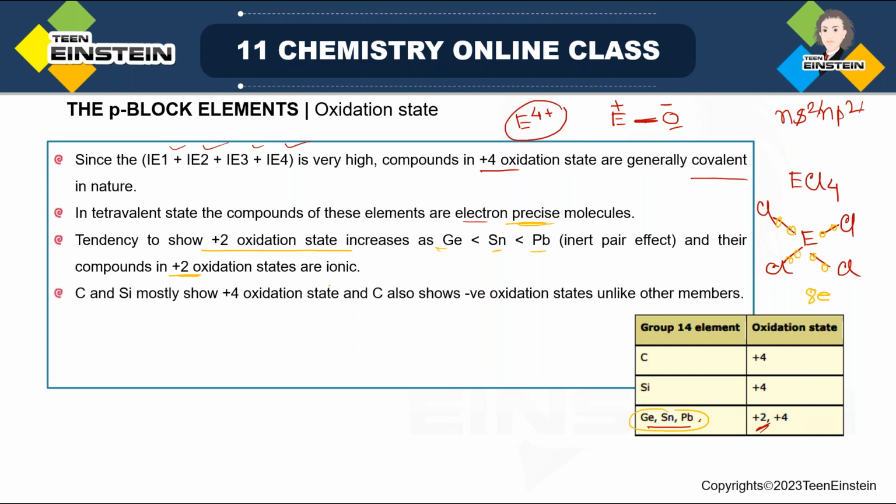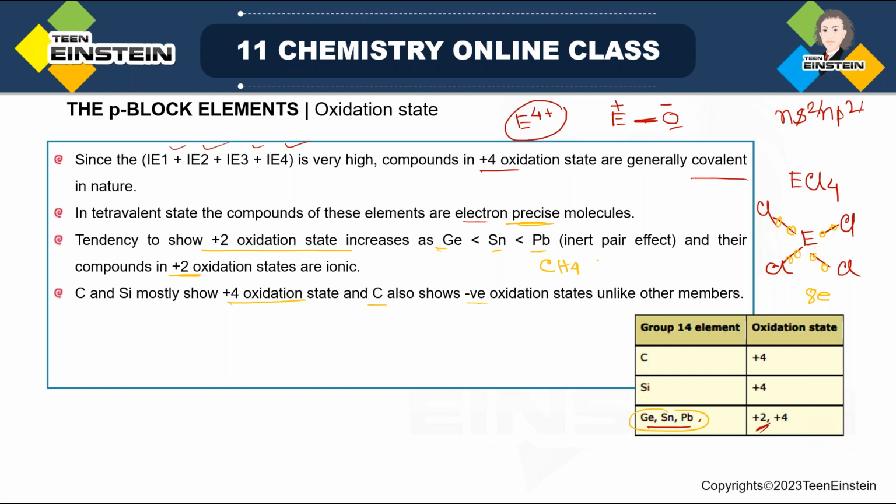Carbon and silicon mostly show the +4 oxidation state, which you can see in this table. Sometimes, which is very unique for carbon, it can also show a negative oxidation state unlike other members, because if you consider electronegativity, it is more electronegative than the other members. Now for a negative oxidation state, one example is methane, which is very common, the first member of the alkane series in organic chemistry.